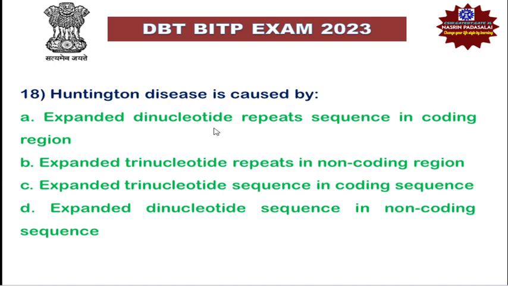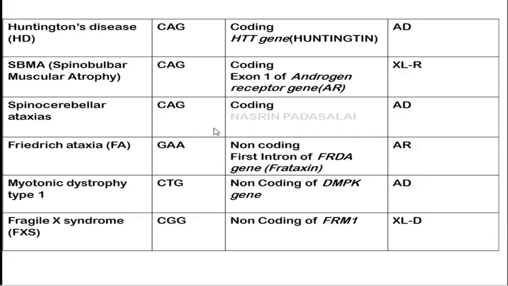So the question is whether it is caused by a repeat occurring in a non-coding region or a coding region. Here I have given you enough explanation of the most common trinucleotide repeat disorders, where there will be abnormal expression of your repeat sequence or microsatellite. First is Huntington disease. The repeat sequence is CAG.